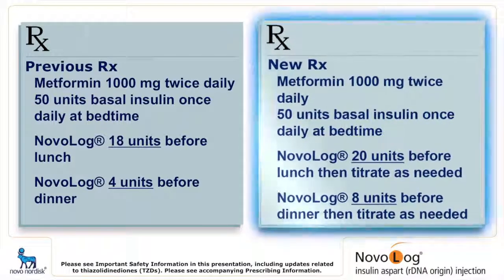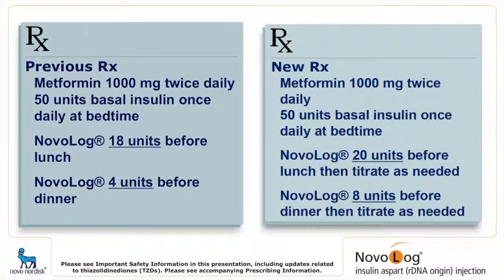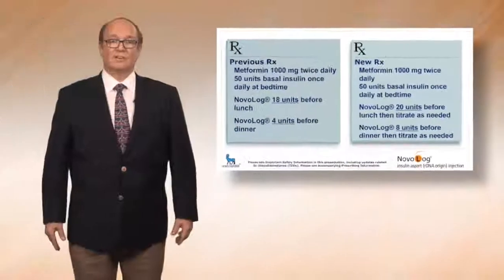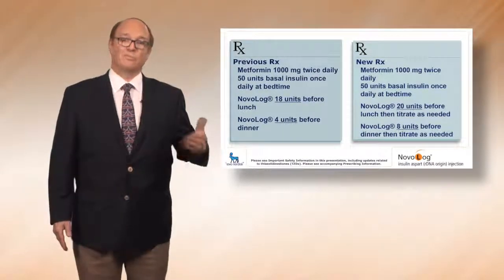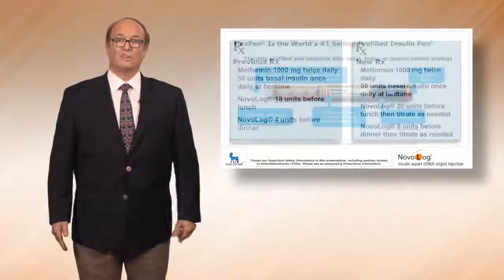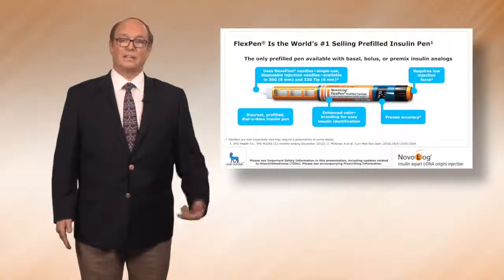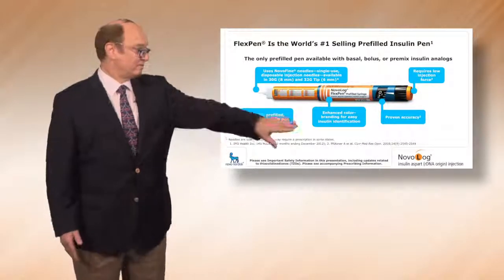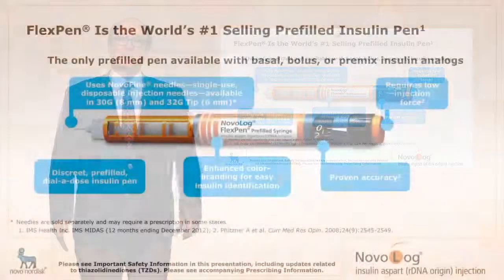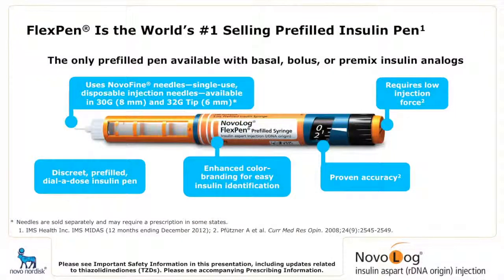His lunchtime Novolog is increased from 18 to 20 units, and his dinnertime Novolog is increased from 4 to 8 units, while his Levemir remains at 50 units. We'll continue to titrate and treat according to Joe's measured self-monitored blood glucose values. To facilitate administration with patients like Joe, Novolog is available for delivery via a FlexPen. FlexPen is the only pre-filled pen available with basal, bolus, or premixed insulin analogs and is compatible with NovoFine needles.